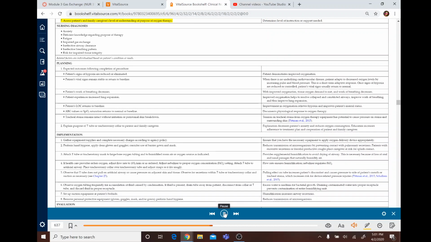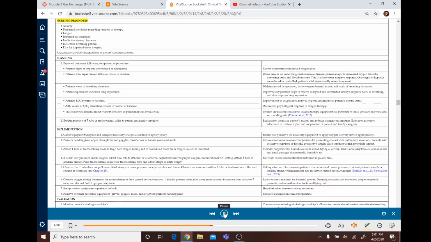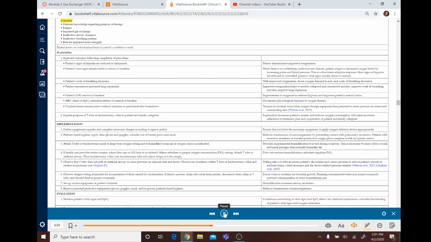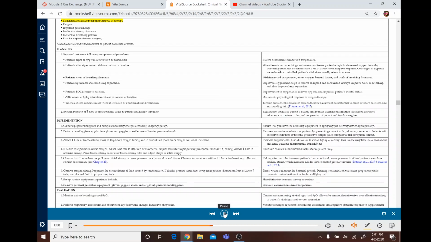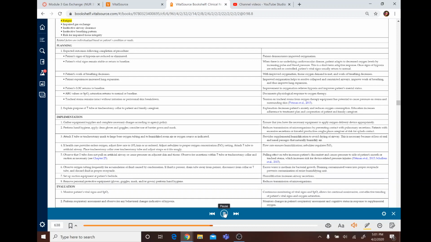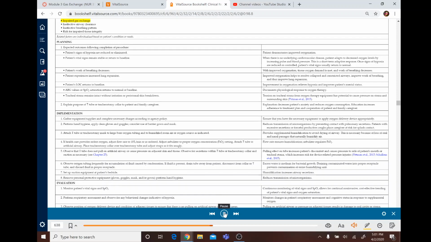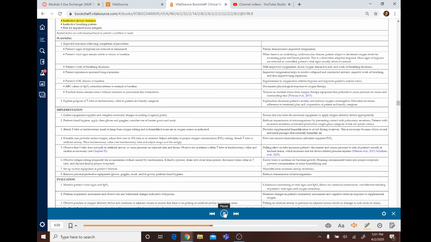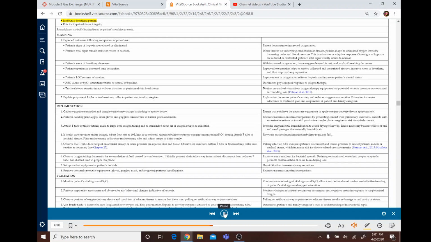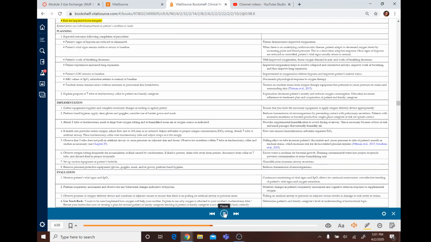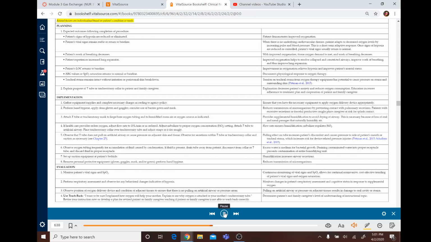7. Assess patients' and family caregivers' level of understanding of purpose of oxygen therapy. Determines level of instruction or support needed. Nursing diagnoses. Anxiety. Deficient knowledge regarding purpose of therapy. Fatigue. Impaired gas exchange. Ineffective airway clearance. Ineffective breathing pattern. Risk for impaired tissue integrity. Related factors are individualized based on patient's condition or needs.